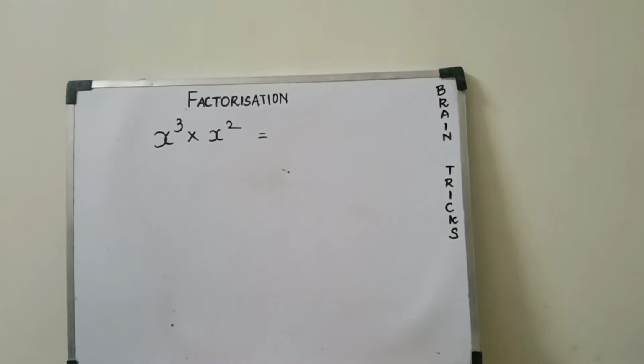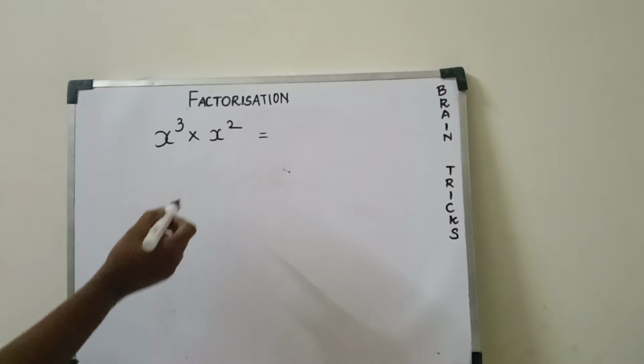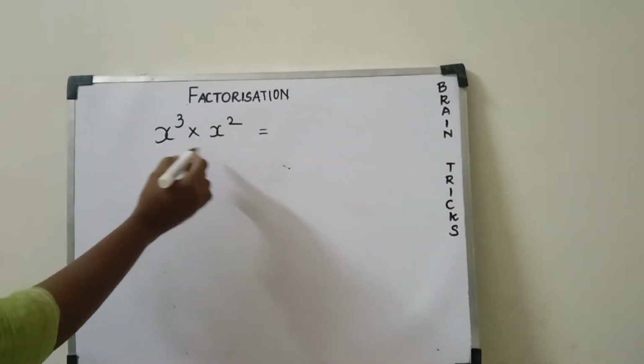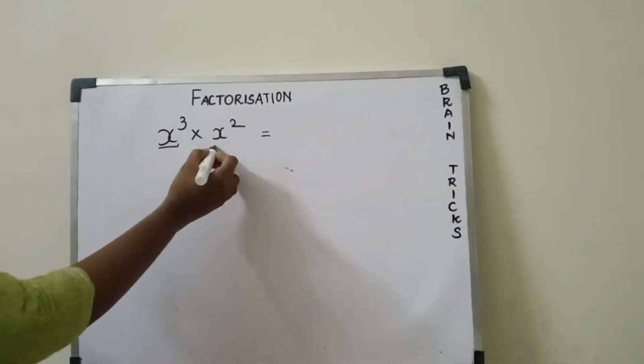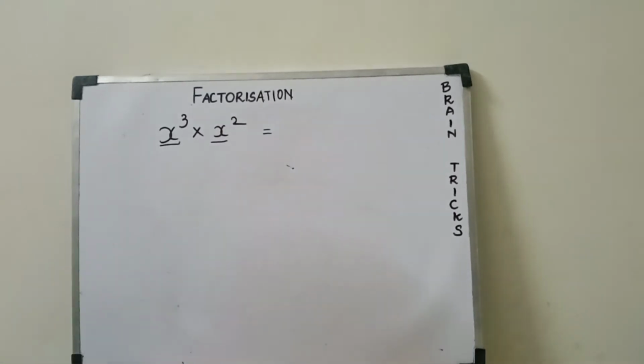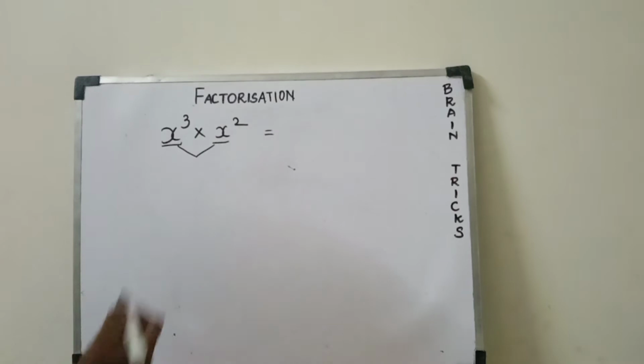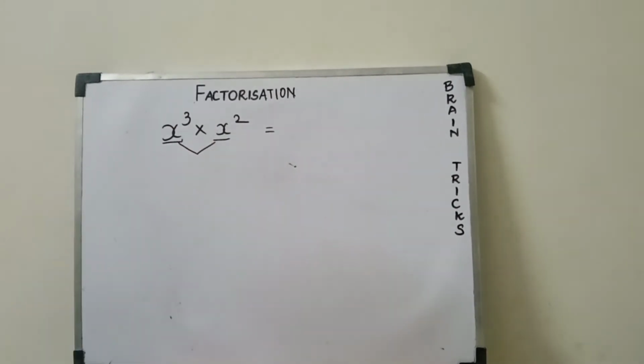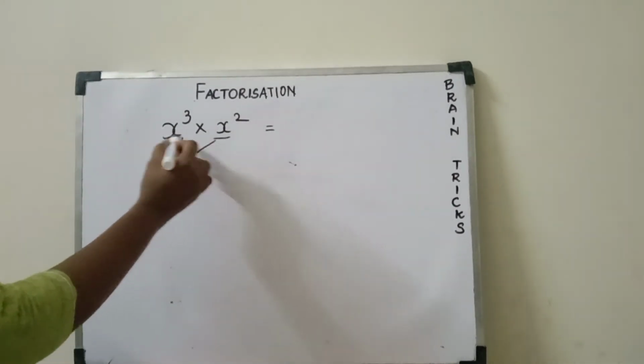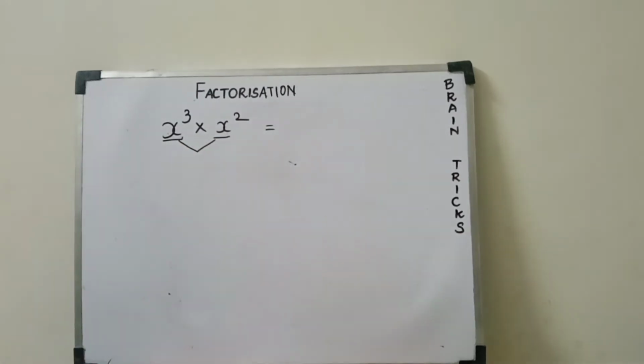Learn basic concepts in factorization. How to do algebra multiplication. Look at this. Here I have the variable x, and here I have the variable x. How to multiply these variables? Both variables are x.